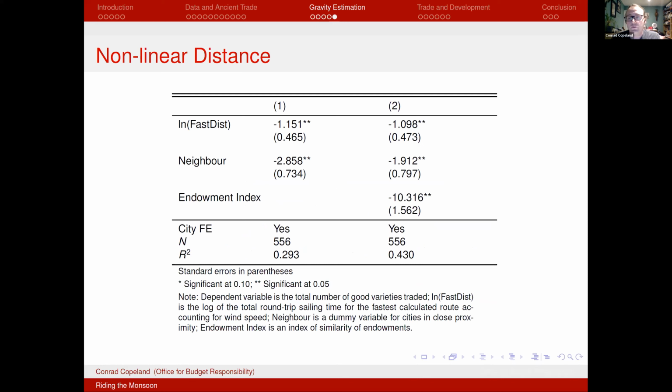You have a little bit of both going on here. But the endowment index, so the similarity in export basket, is a significantly larger effect. So it is driving a lot of this nonlinearity. And so it provides a little bit of evidence that it isn't just omission because it's not valuable information. There is actually a reduction in trade due to similarity of export baskets.